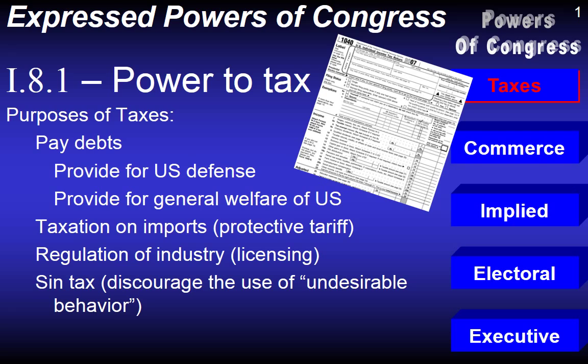Another way that taxes are used is the regulation of industry, where you have to get approval from the government in order to operate a particular factory or a particular occupation. For example, you have to get a license before you are allowed to use a vehicle on the roads. The same thing goes for an industry.